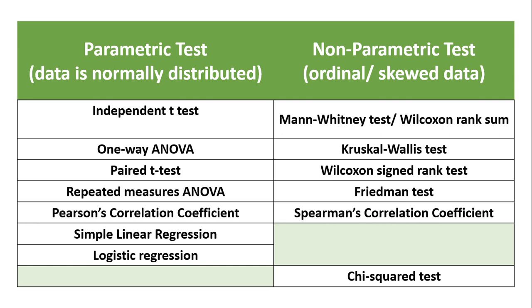Pearson correlation in the case of parametric and Spearman correlation coefficient in the case of non-parametric. But in the case of simple linear regression and logistic regression, you may use them in parametric, and in non-parametric you may use the chi-square test. So this is how parametric tests are different from non-parametric, and the basic difference between the two is the normality of data. If my data is normally distributed, I should use a parametric test, otherwise I should use a non-parametric test.